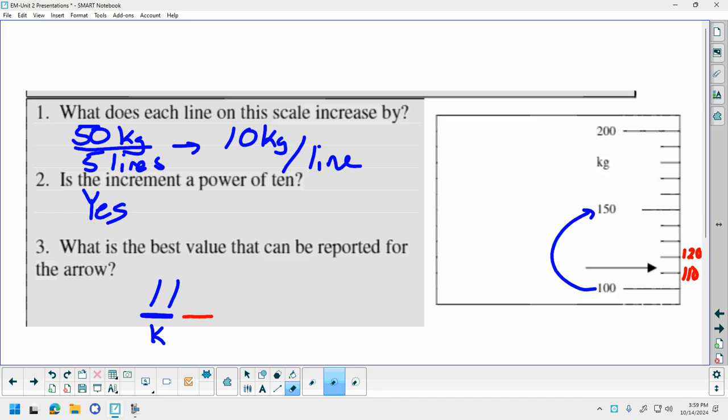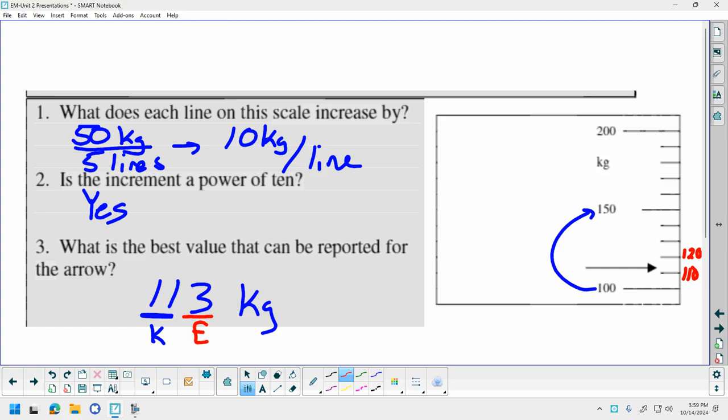Well, here again, we have to picture what we think. If we broke the little gap here into 10 pieces, how many pieces are being covered up? And so when I look at that, I think that that is a 3. So 113 kilograms. Remember that 3 is estimated. I don't know that it's 113. I just know it's at least 110.